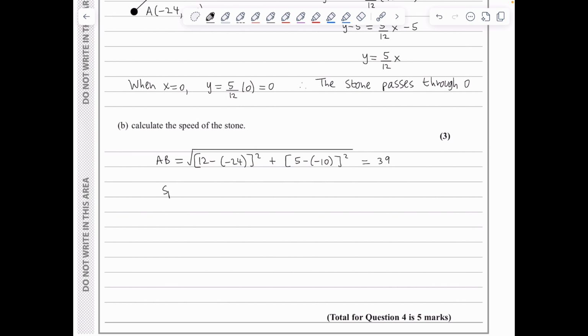Now we know that speed is given by distance over time because we were told that the speed is assumed to be constant throughout motion. So the distance is 39 meters. This was covered in 4 seconds, and therefore we conclude that the speed is 9.75 meters per second.